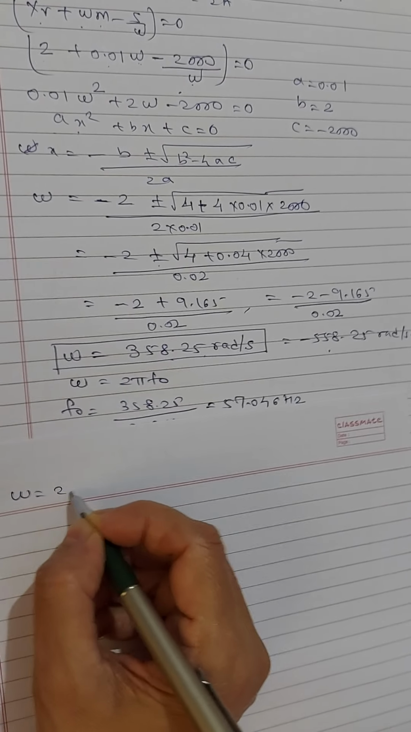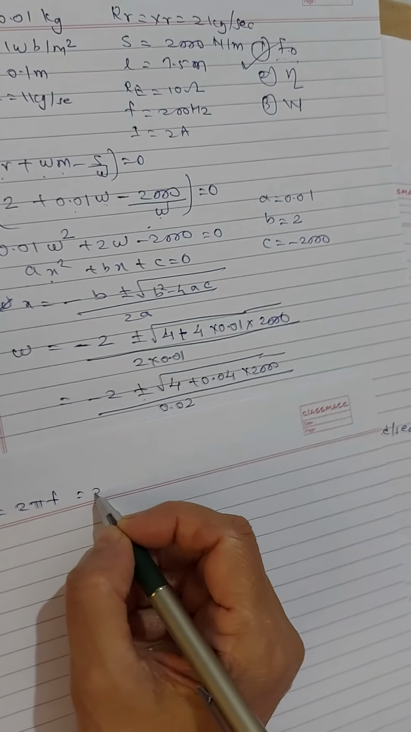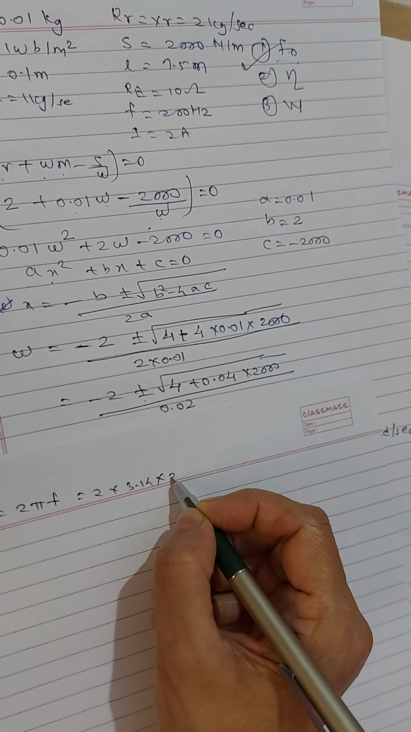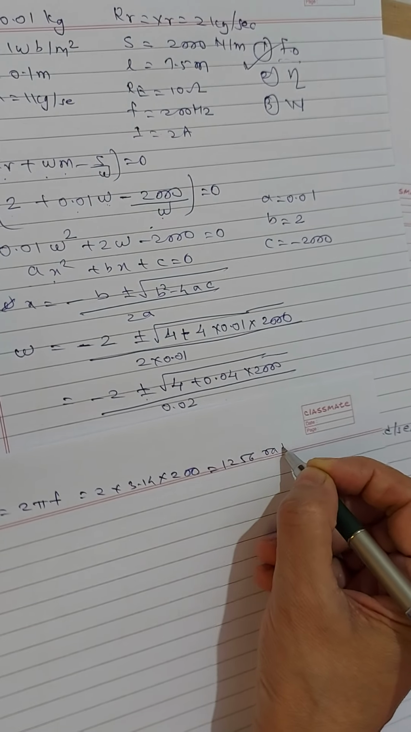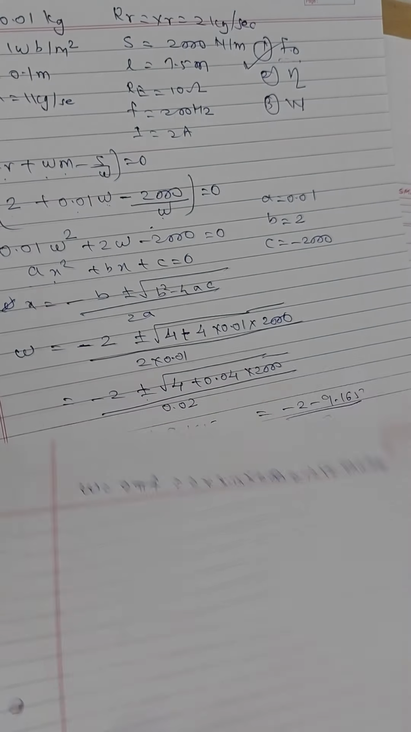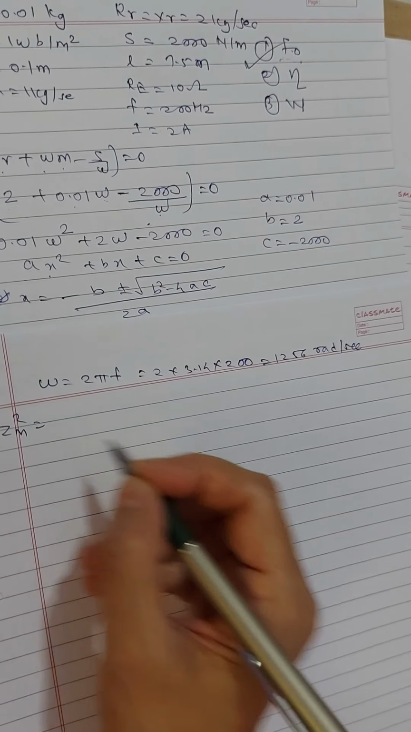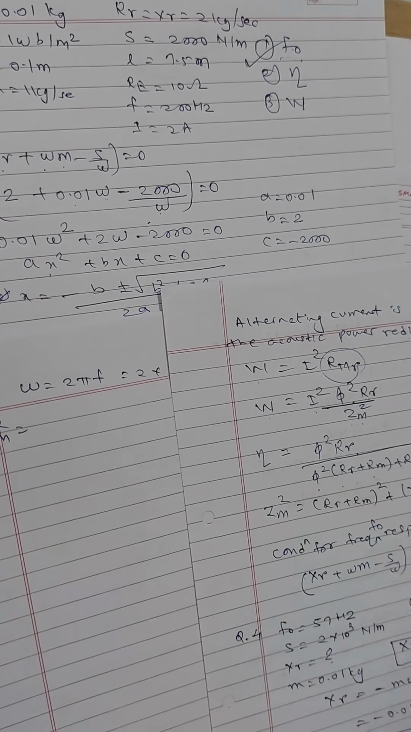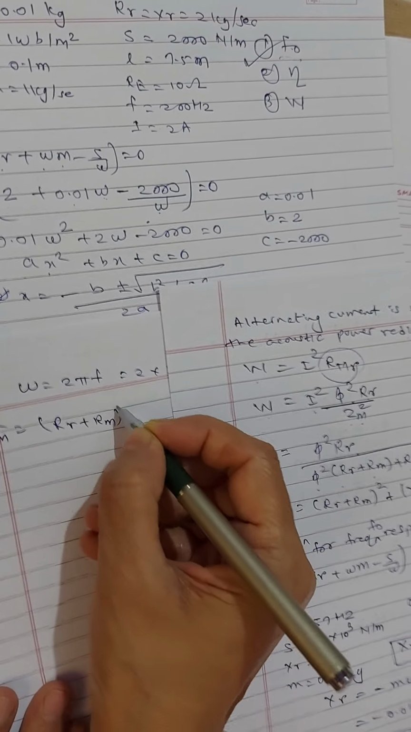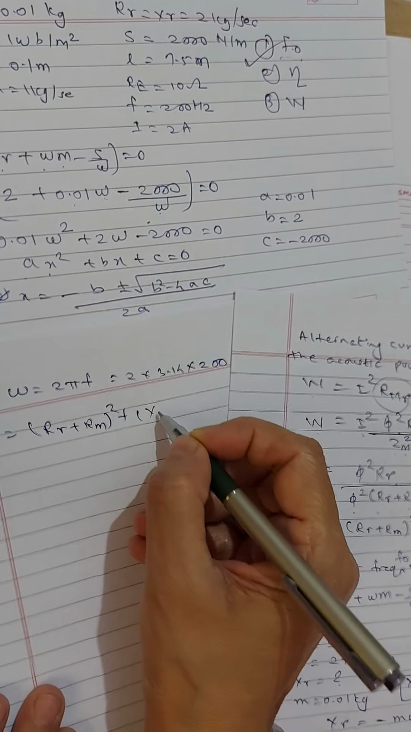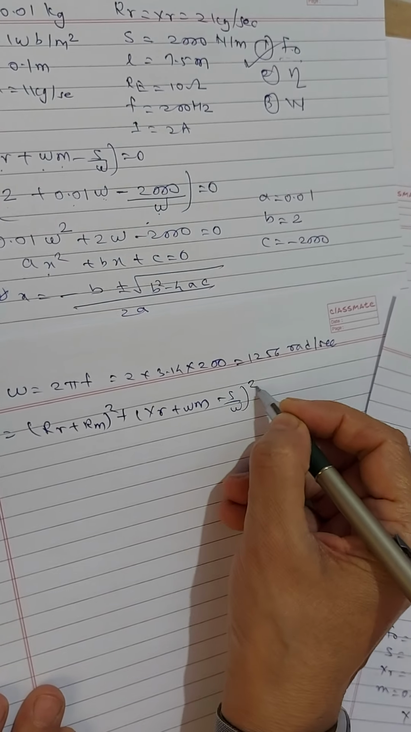So omega is basically 2 pi f. How much is f given? Given to you is 200. So we'll say 2 into 3.14 into 200 hertz. If we simplify this, we get 1256 radians per second. Now I'll use the formula for Zm square. What is the Zm square formula? Zm square is equal to under root RR plus RM bracket square plus XR plus omega m minus S by omega bracket square.